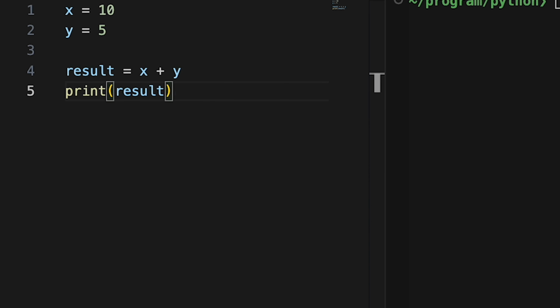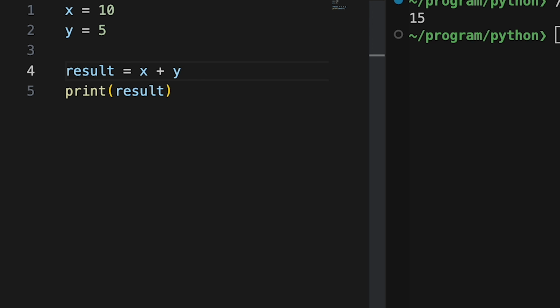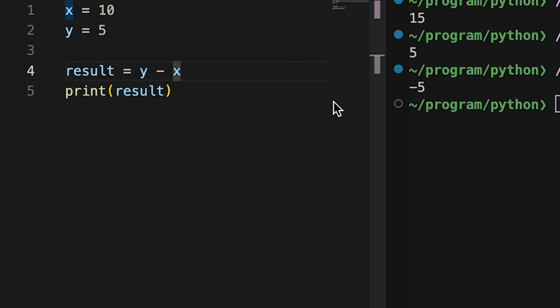So now you can guess the answer, right? So 10 plus 5 is 15, right? So what if we use a minus instead of plus? So the answer is 5, right? So now we swap the position, like y is here and x is here. So what is the answer? So the answer is -5, right?